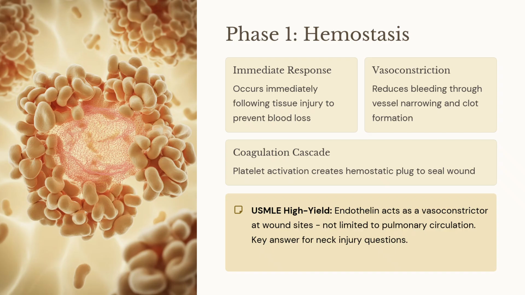The immediate response after a cut is vasoconstriction, so that it reduces the bleeding by narrowing the vessel. And there is a clot formation. The clot can be formed by the platelets and then the coagulation cascade occurs. So, endothelin is a potent vasoconstrictor in pulmonary hypertension. The endothelin can also be present as a vasoconstrictor at wound sites. This is asked in one of the questions.